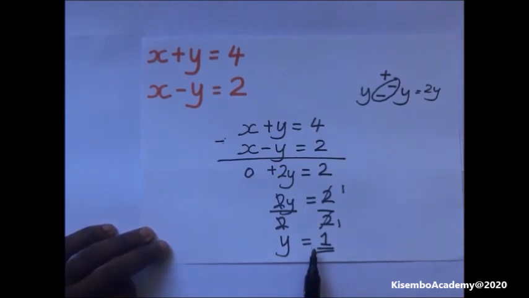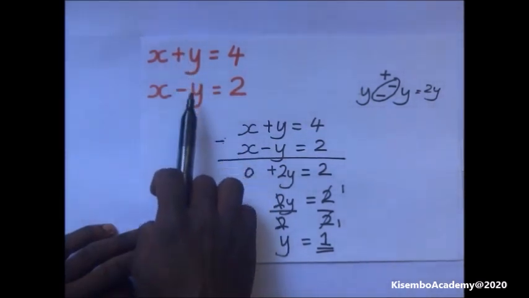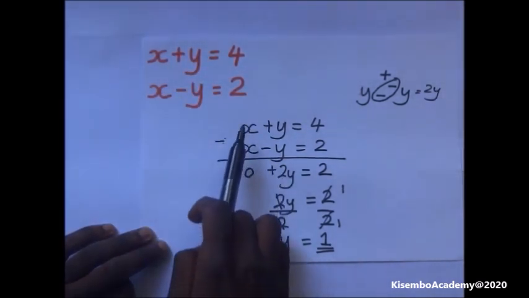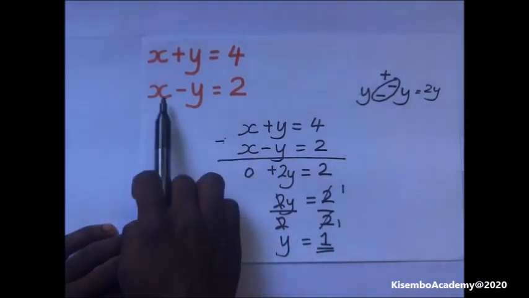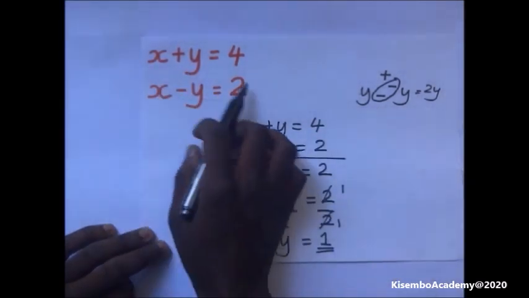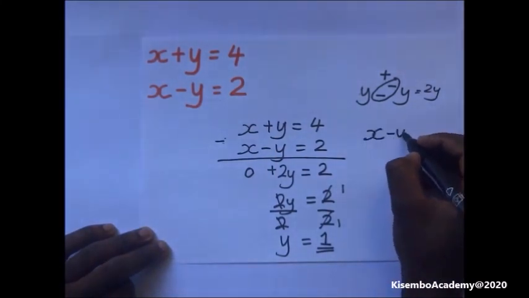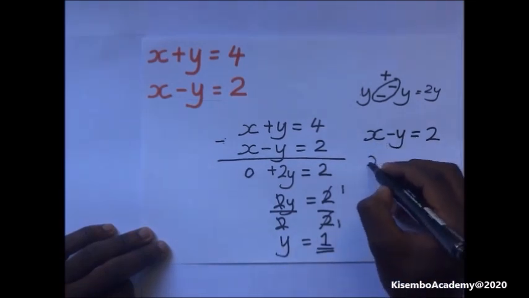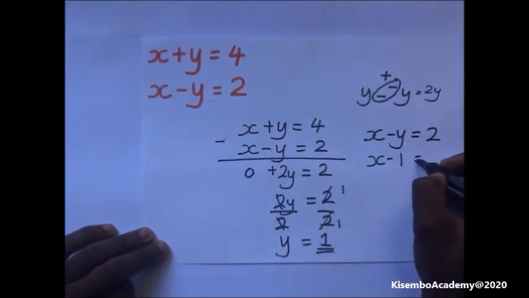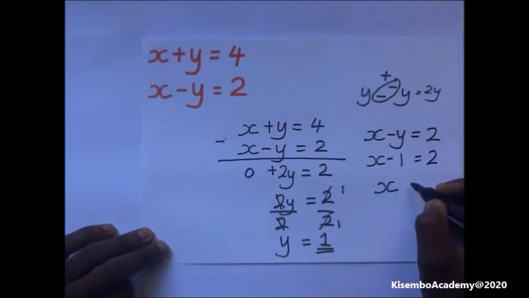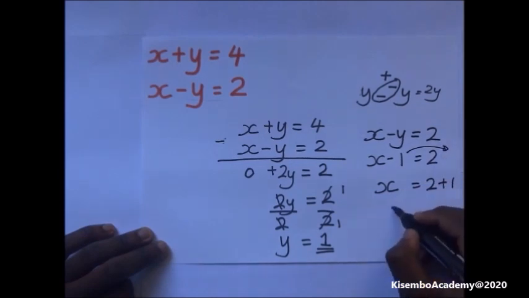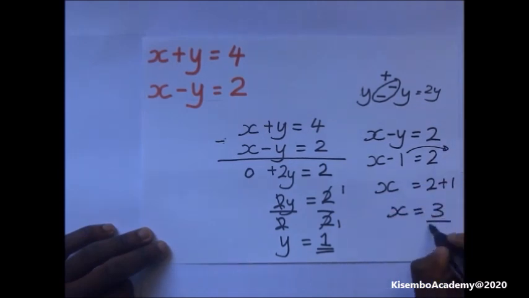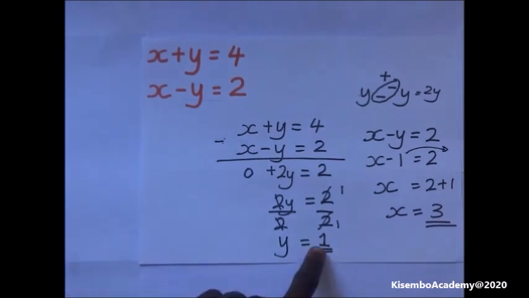Now after getting our value of y, because we've eliminated x, we can go back and substitute the value of y in any of these equations so that we are able to get the value of x which we had earlier eliminated. Let's put it in the second one. So x minus y is equal to 2. Substituting the value of y, it becomes x minus 1 is equal to 2. This negative 1 crosses over and becomes plus 1 here. And our value of x is going to be 3. So our value of y is 1 and our value of x is 3.